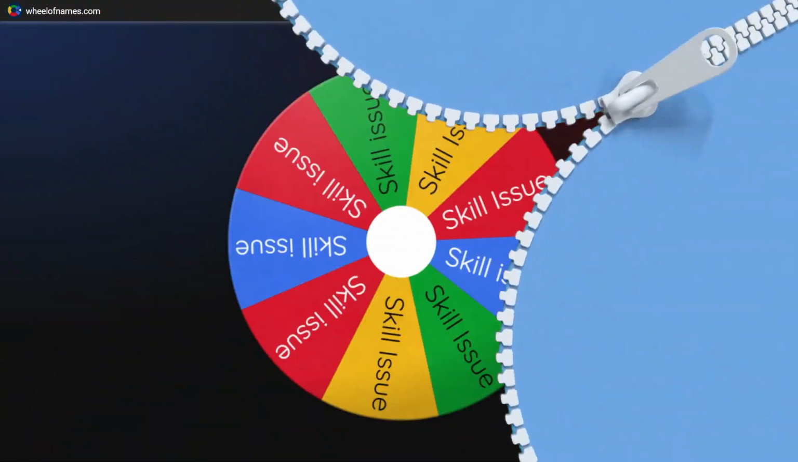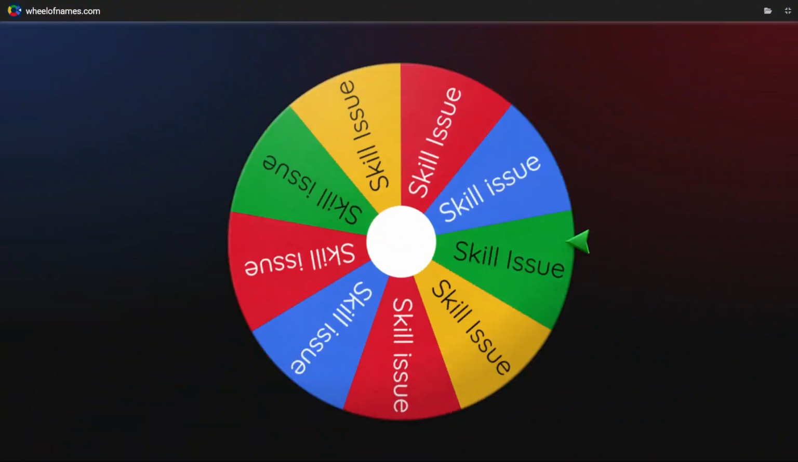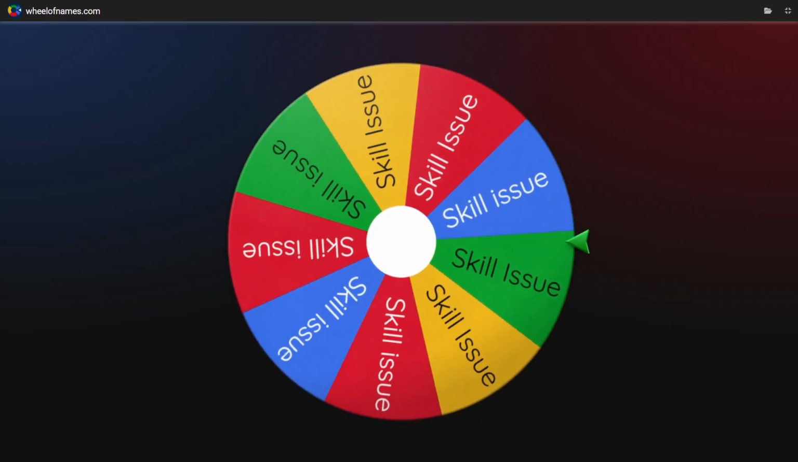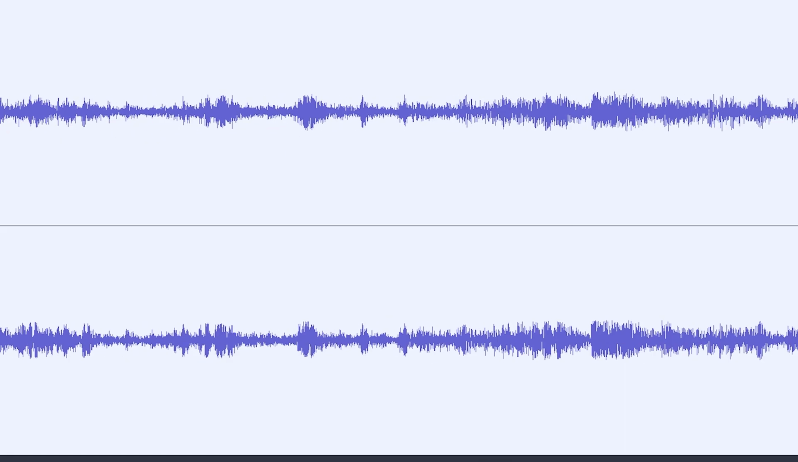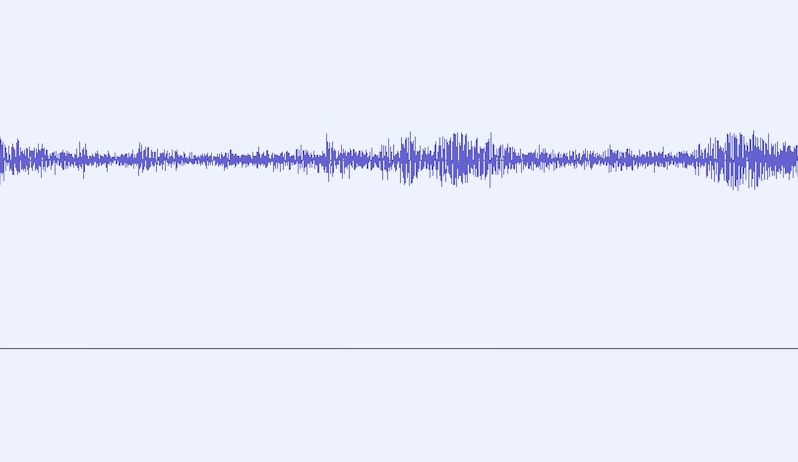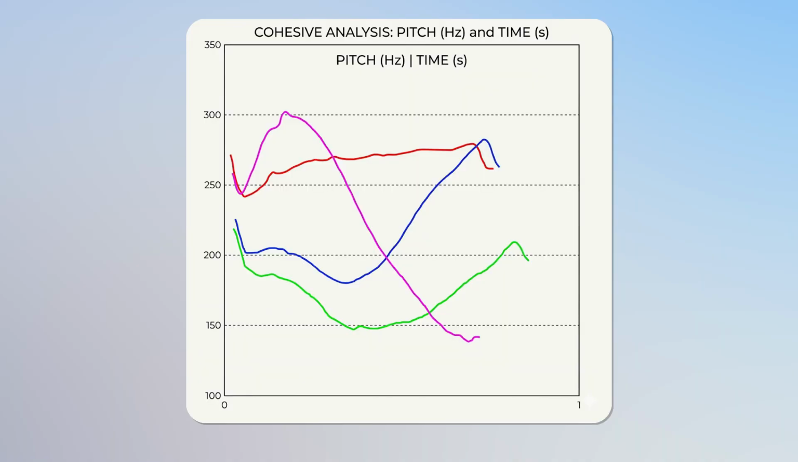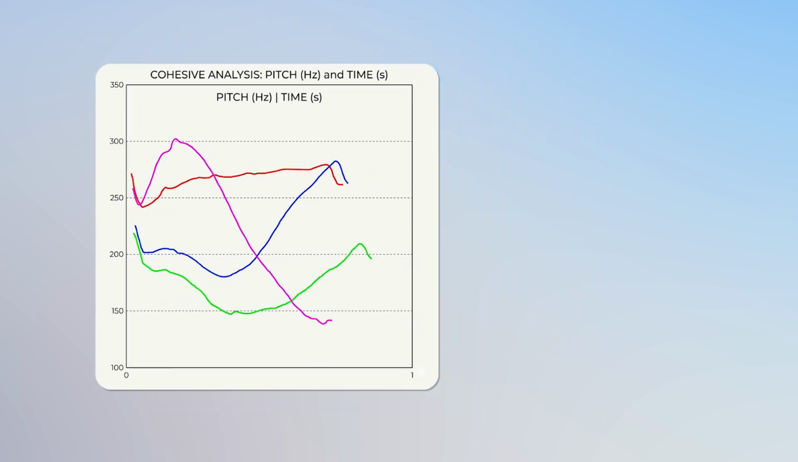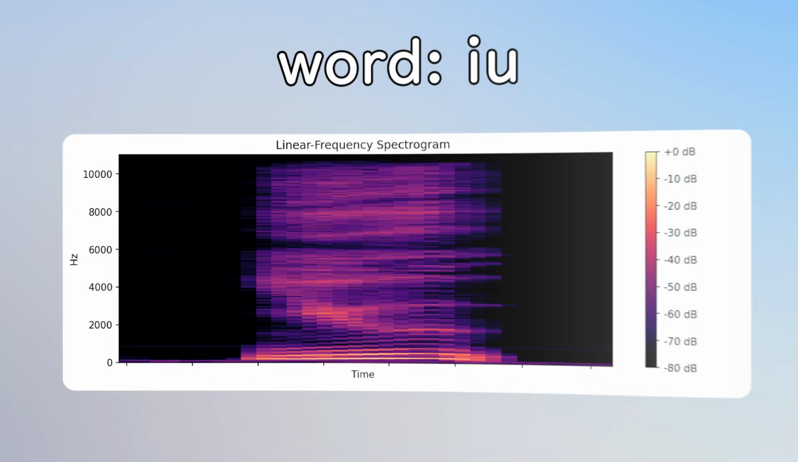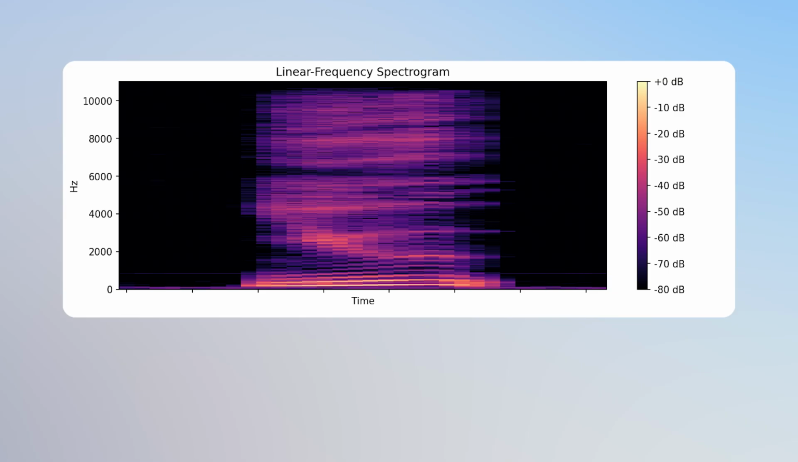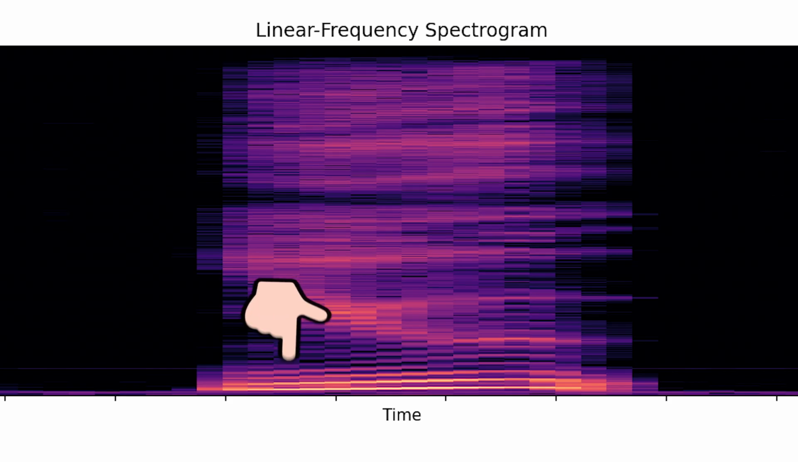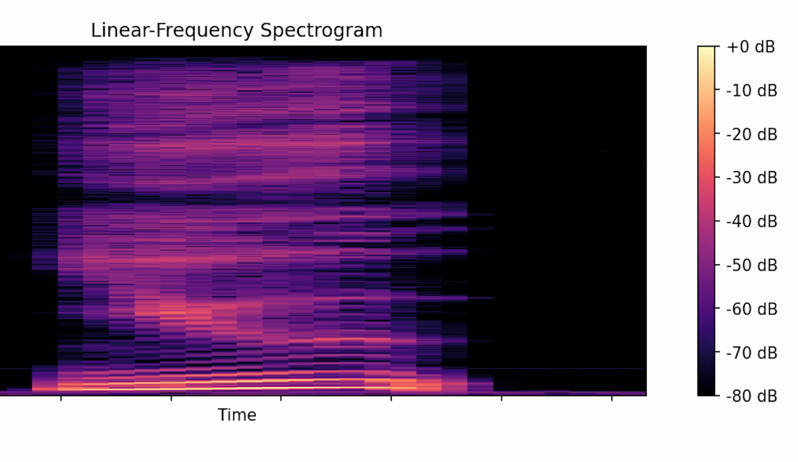To actually see what's happening and fix those mistakes, we need to stop guessing and start looking at the physics of sound. If you open up a standard audio file, you usually see a waveform, and this is great for seeing volume, but it's completely useless for seeing pitch. Instead, linguists use a tool called Praat to generate pitch contours and something called a MEL spectrogram. A spectrogram is basically a 3D map of sound. Time moves from left to right, the frequency or pitch goes from bottom to top, and the brightness of the colors tells us how loud that specific frequency is.